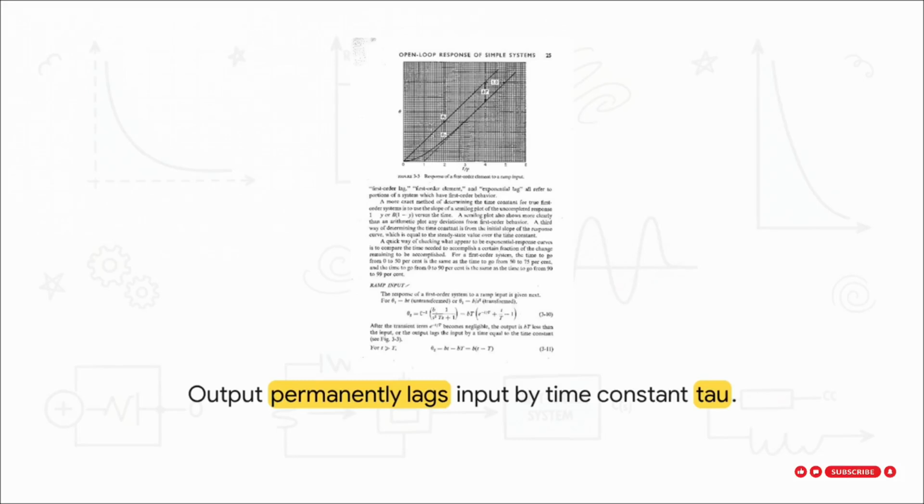After that initial transient period, the output actually runs perfectly parallel to the input. But here is the kicker. It is permanently lagging behind the input by a time difference exactly equal to our time constant tau. If you measure the horizontal distance between those two parallel lines, you get tau. It's just a brilliant visual confirmation of the math.